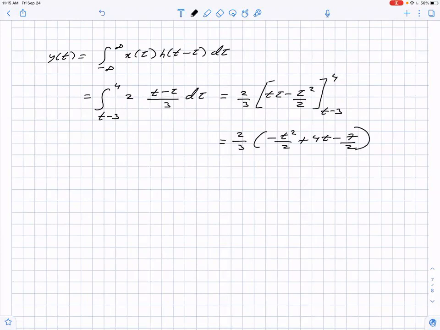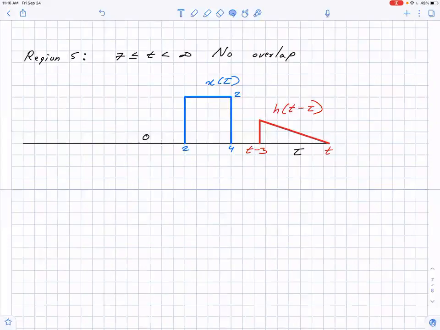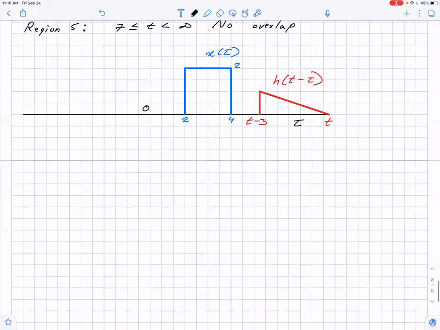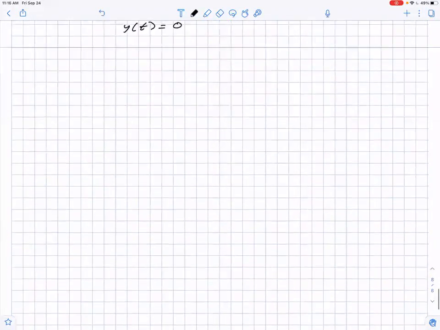And then we need to consider one more region, which is region 5. The graph for region 5 looks like this. This is when there is no overlap. The red function is all the way to the right of the blue function. And since there is no overlap, the product is going to be 0. And since the product is 0, if we integrate the product, it is going to be 0. So we found the expression for y of t for each of the 5 regions.